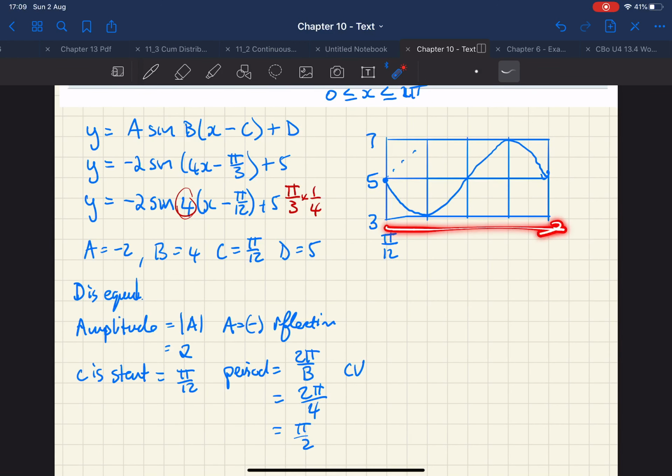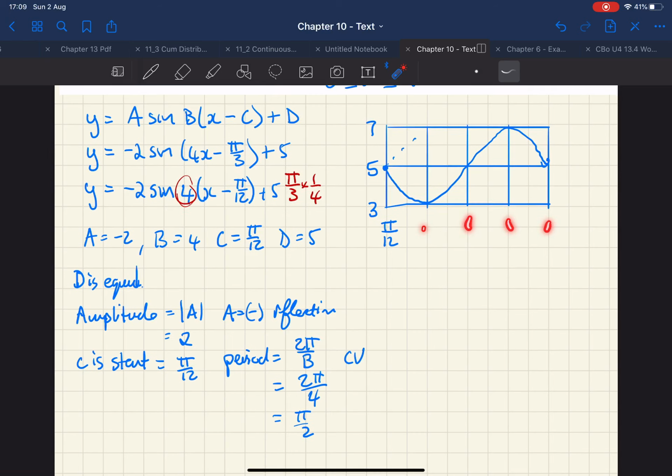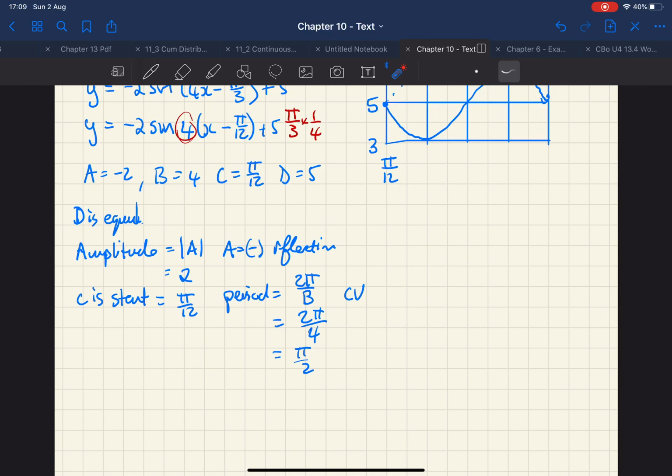Remember, pi over 2 divided by 4 will tell me how big each one of these are. So to do that, I'm just going to say critical values is pi over 2 divided by 4. Divide by 4 is the same as times 1 over 4. And that gives us pi over 8. So the critical value is pi over 8.